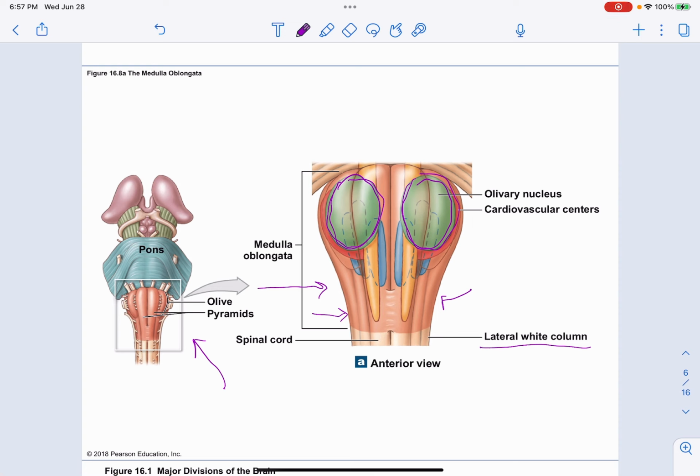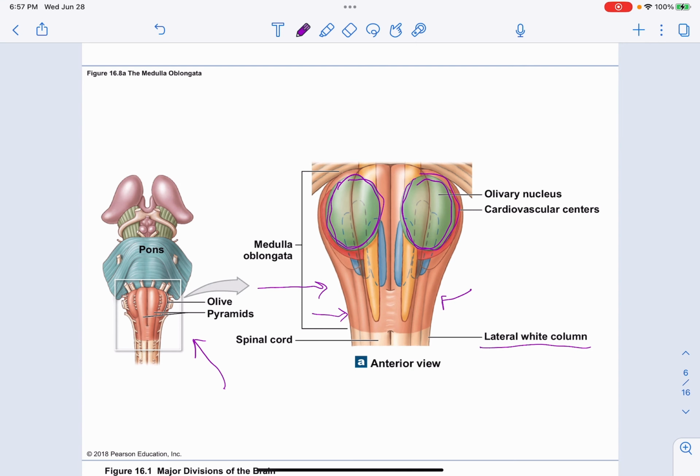Behind the olivary nucleus is the cardiovascular center. That's what's shown in red. There are some other nuclei here in blue and yellow. We're not going to talk about those. You could probably spend an entire course talking about the nervous system, but we really just have to pick out some of the key topics to talk about and then move on from there.